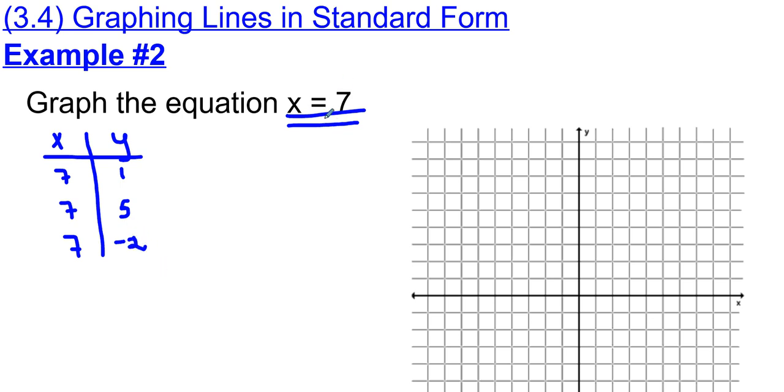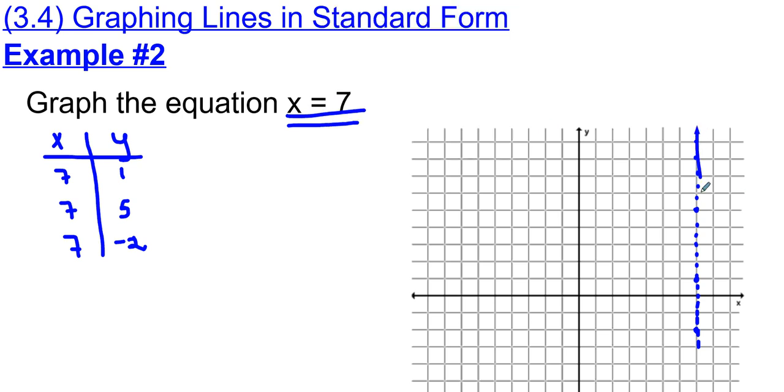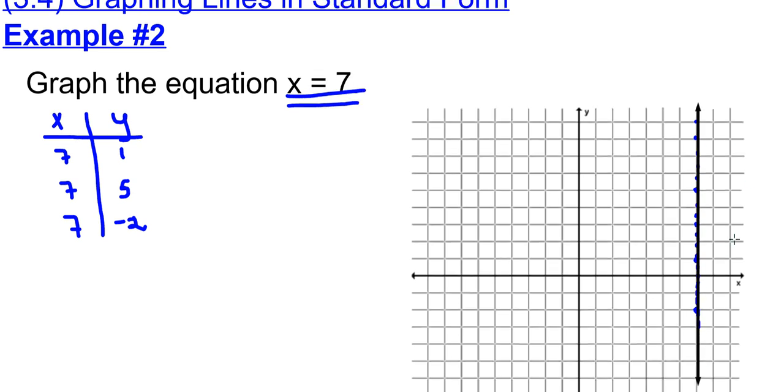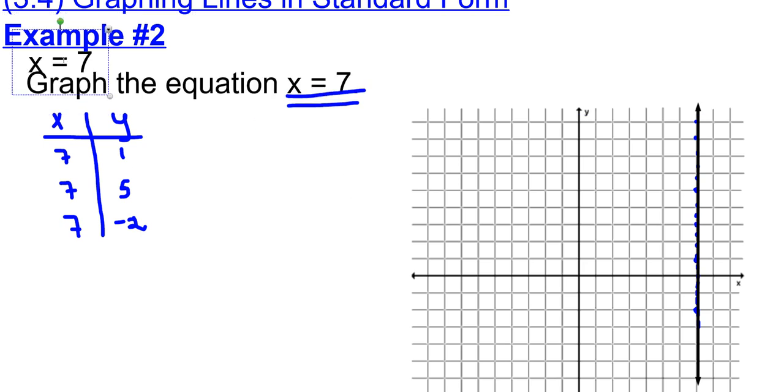So (7, 1), (7, 5), (7, negative 2). You have every single point that has an x-coordinate of 7. If you were to draw every single point with an x-coordinate of 7, ultimately you would end up with a vertical line. So this is the graph of x equals 7. If x equals a number, you get a vertical line.